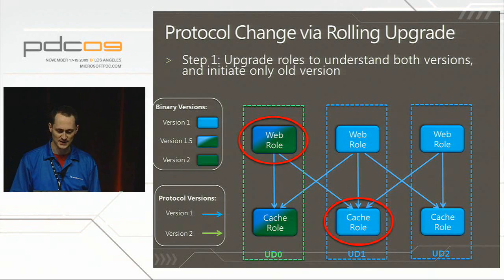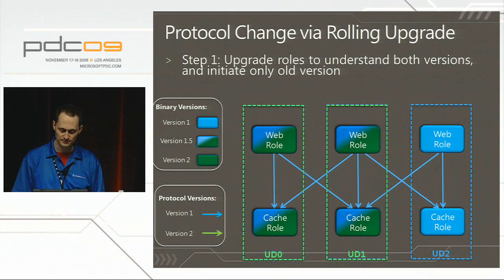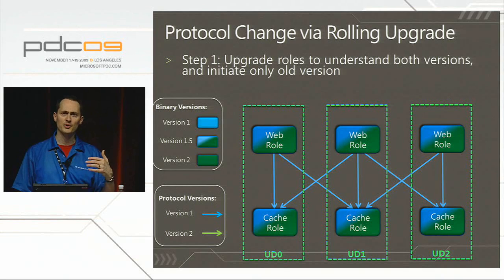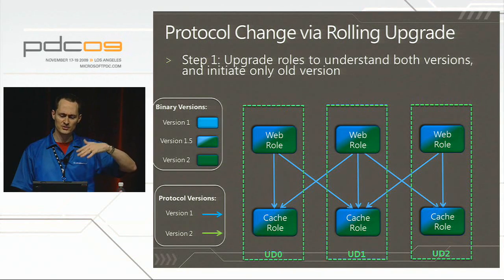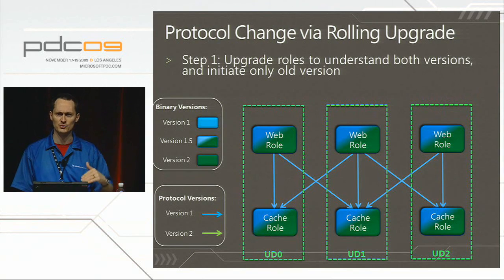So let's continue with the example. We continue our upgrade. Now we're done upgrading all the binaries to version 1.5. So the web roles and the cache roles know how to speak the protocols for version 1 and 2, but the web roles are still sending version 1.